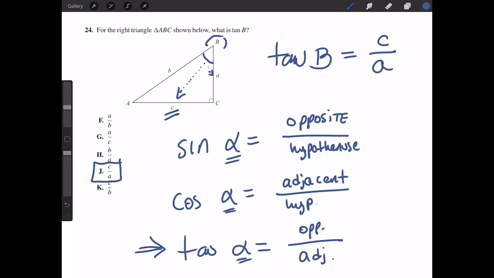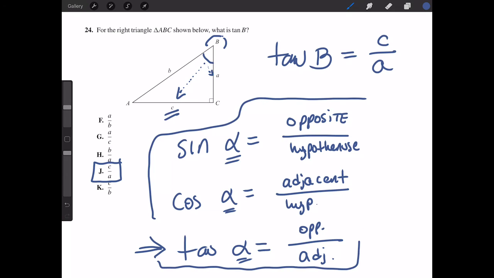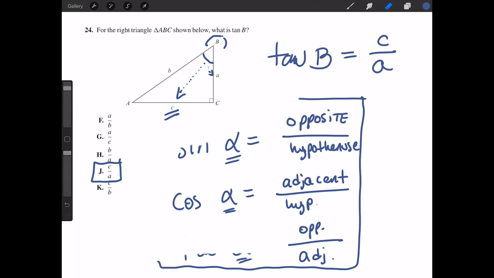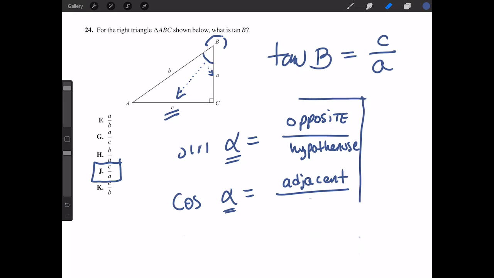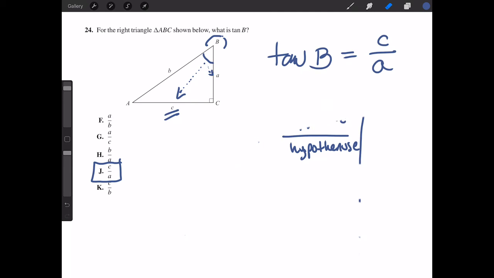So this prompt does require you to know the trig functions, sine, cosine, and tangent. And you should always memorize this little table right here. And just know that the angle refers to whatever angle you're talking about. So for example, if instead of using angle B, we talked about angle A, look what happens.